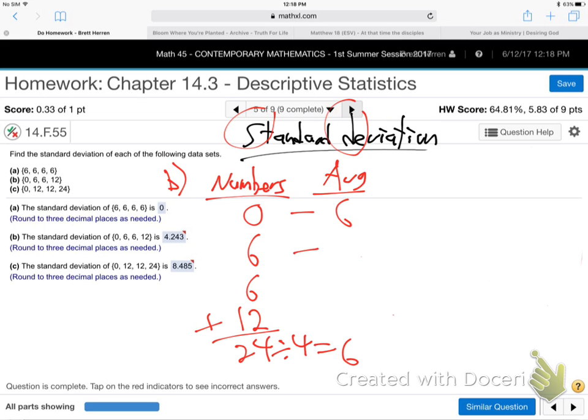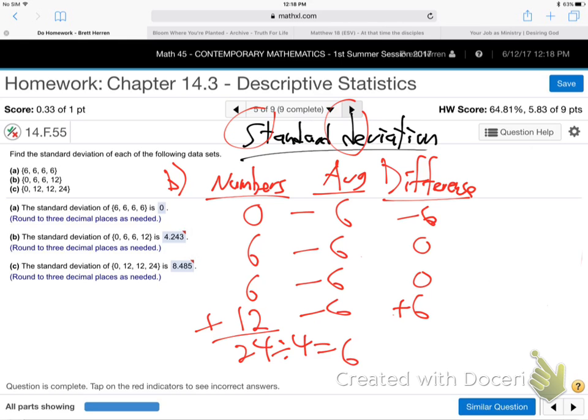Then you subtract the average from each of them. Get the difference. That's -6, 0, 0, and +6. That's the difference, or it could also be called the deviation. The social deviant, their behavior is different than normal. This is the deviation.